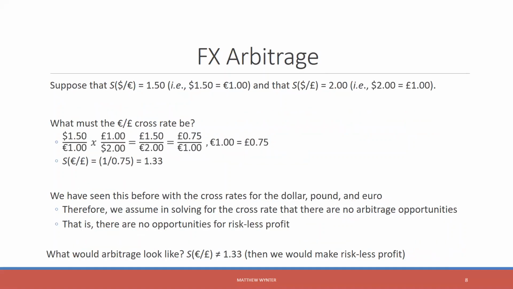Okay, so let's look at arbitrage. Suppose that the spot dollar-euro rate equals 1.50, i.e. it costs $1.50 to get 1 euro, and that the spot dollar-pound rate equals 2, i.e. it costs $2 to get 1 pound. What must be the cross rate?